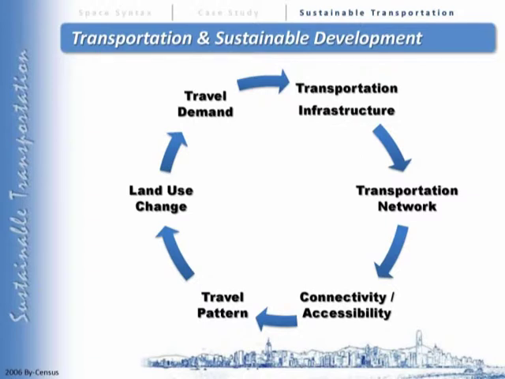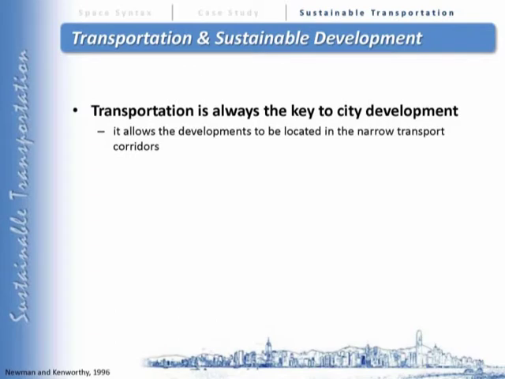In the figure, you can see the cycle of the relationship between urban development and transportation. The transportation infrastructure improves the network and accessibility of different places, which alter the travel pattern of the city. And then it can lead to the change of land use, which therefore creates further travel demand and places demand for improvement in the infrastructure. As Newman and Kenworthy mentioned, transportation is always the key to city development, which allows development to be located in the narrow transport corridors.